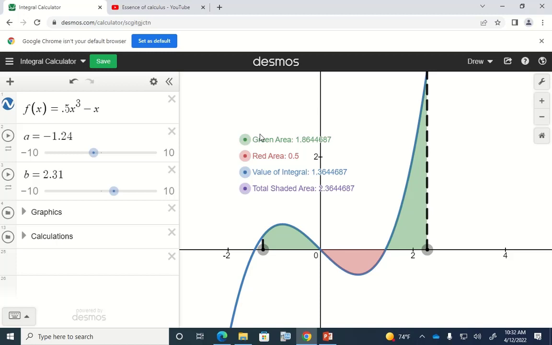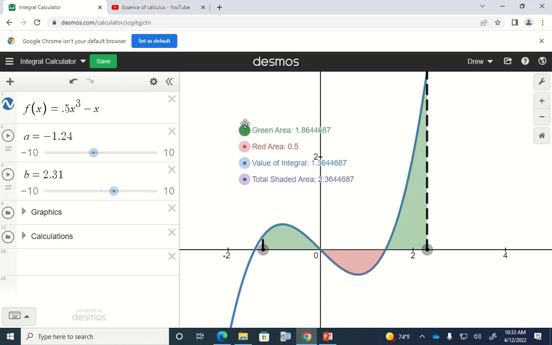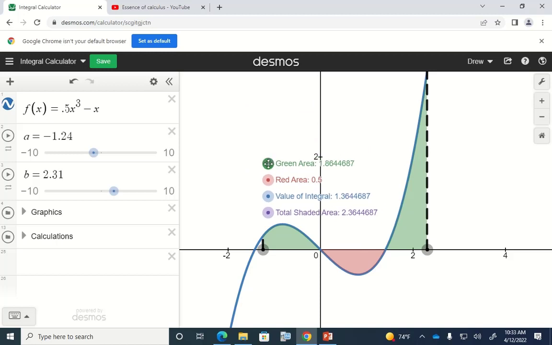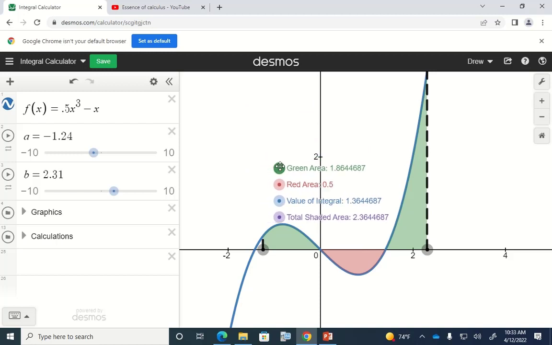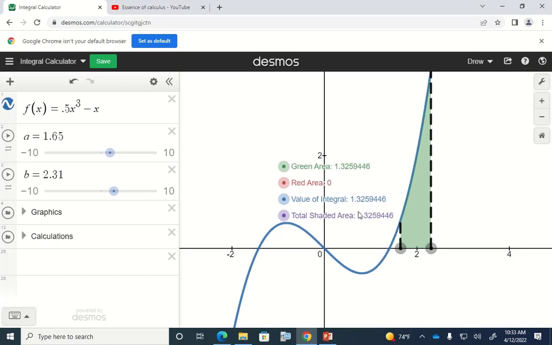But I want to mention it to you because it's important to see how the value of an integral and the total area between a curve and the axis are not exactly the same thing in every case. If you're only talking about areas above the axis, then the value of the integral and the shaded area do match.